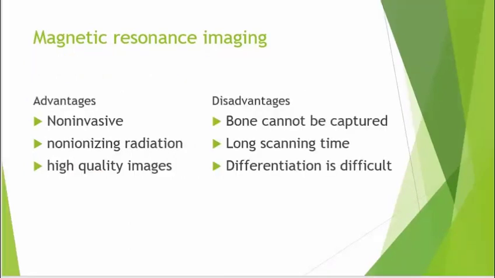MRI advantages: first, it's a non-invasive technique. Second, the use of non-ionizing radiation. Third, high quality images, especially for soft tissue. Disadvantages: bone cannot be captured. The only signal obtained is from the bone marrow, and it's not of that importance. Long scanning time, and this could be a problem for demanding patients. Equipment is very expensive. Differentiation is difficult as bone, teeth, air, and metallic objects all appear dark.